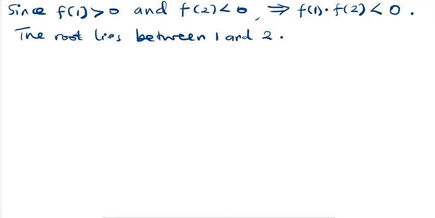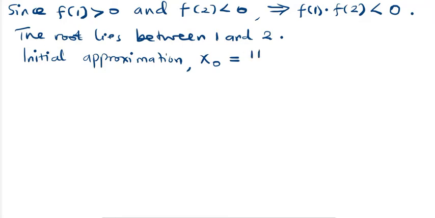So, we are going to use that interval within which the root lies to get the initial approximation. The initial approximation, which we can call x_0, is just equal to the average of the two end points of the interval. It's (1 plus 2) all over 2. So our x_0 is equal to 1.5. That is the initial approximation of the root.